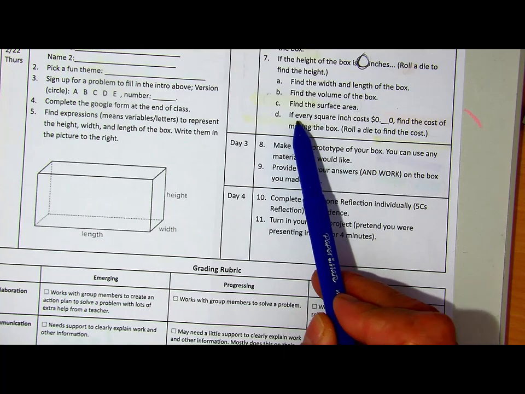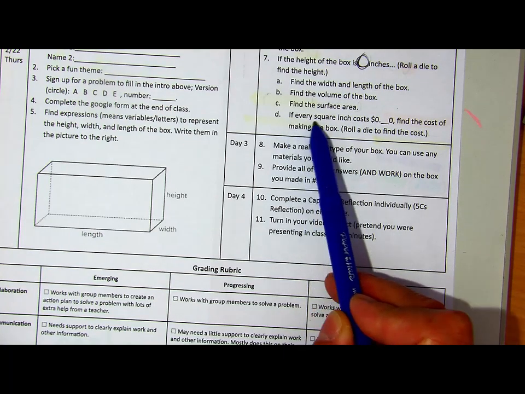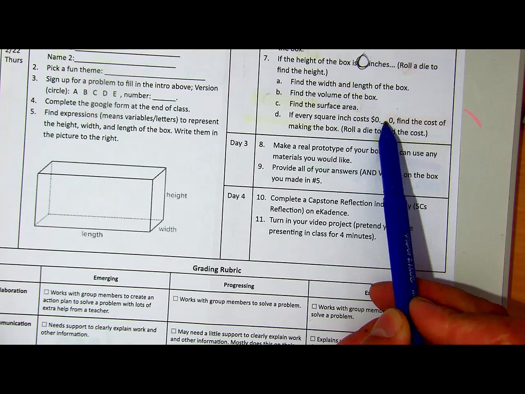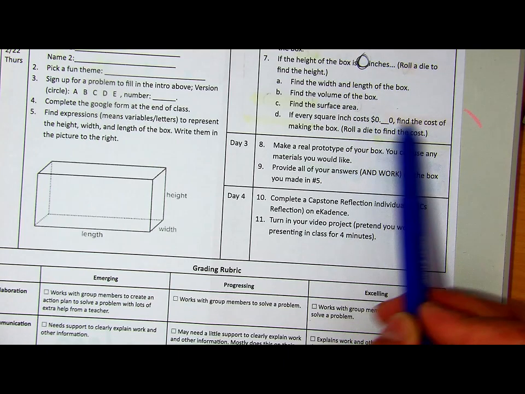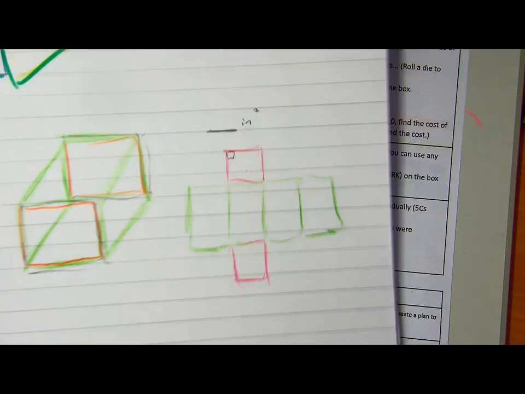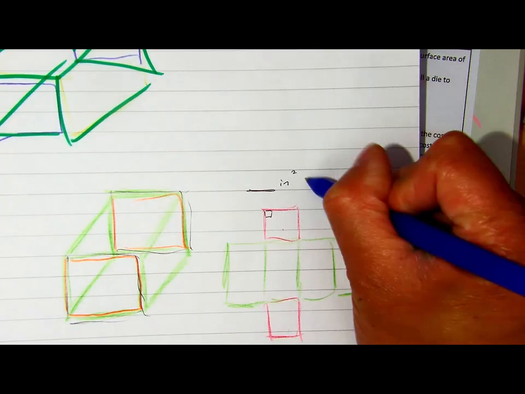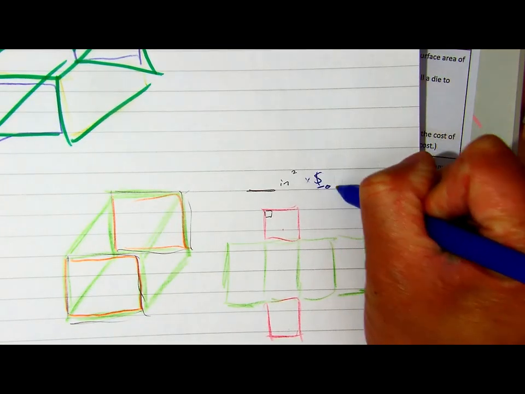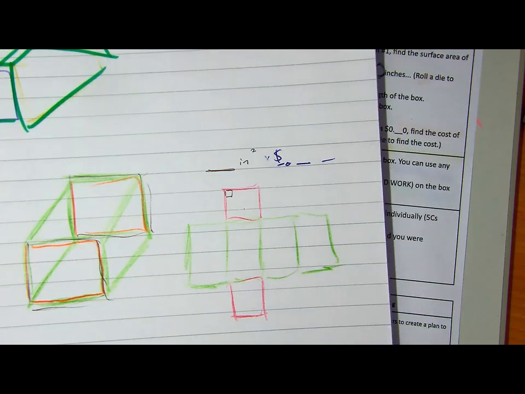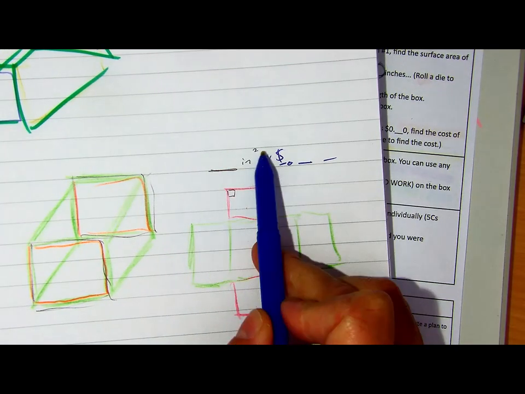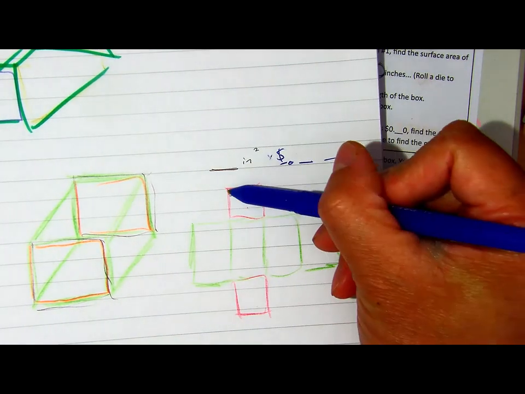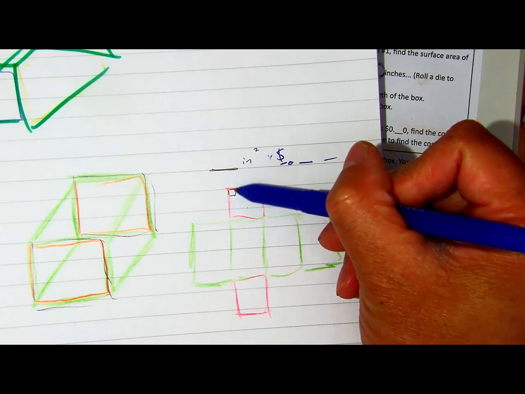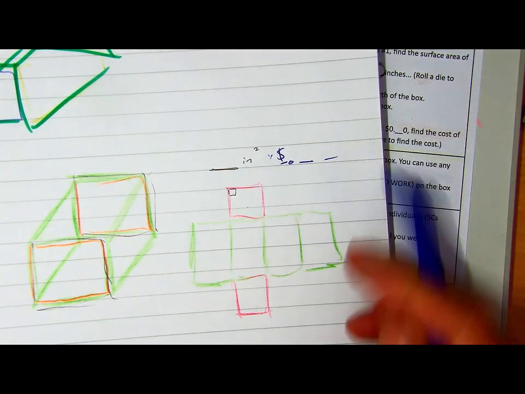Day 2, if every square inch costs, you roll a dice, let's say 90 cents, find the cost of making the box. Well, whatever number I get, I can just multiply by the cost. So if I say have 100 square inches, what's a square inch? That's 1, that's 1. So how many of these little boxes? Well, you can just multiply, because you already have the surface area.